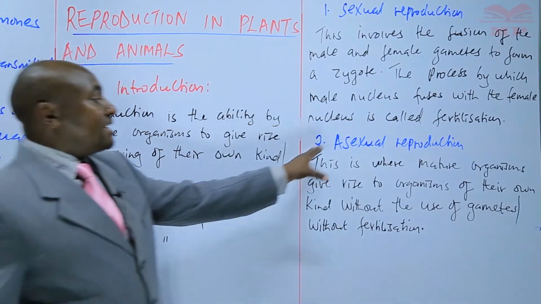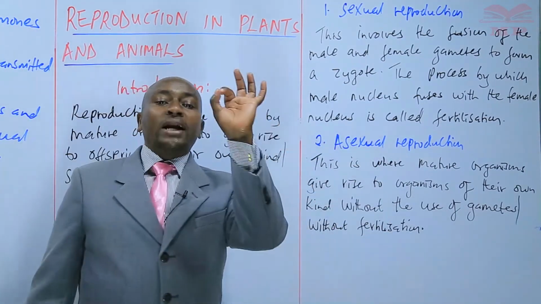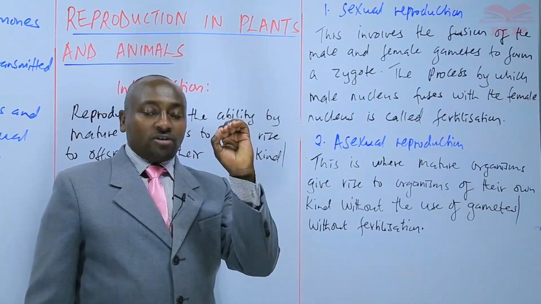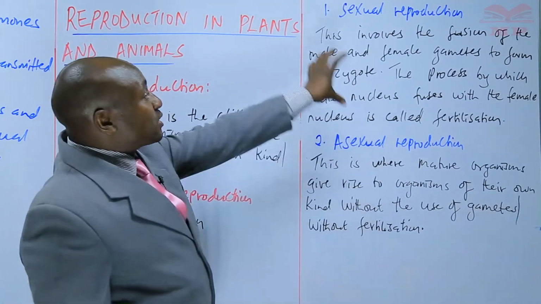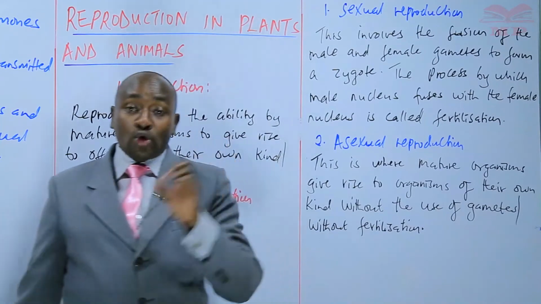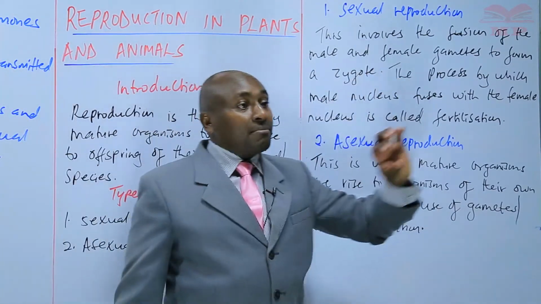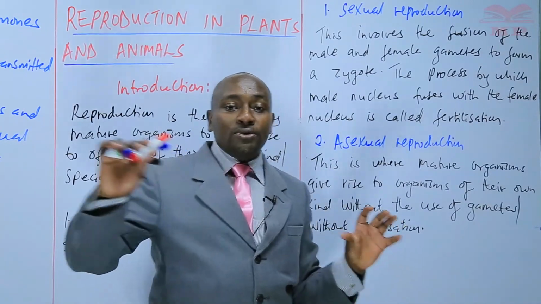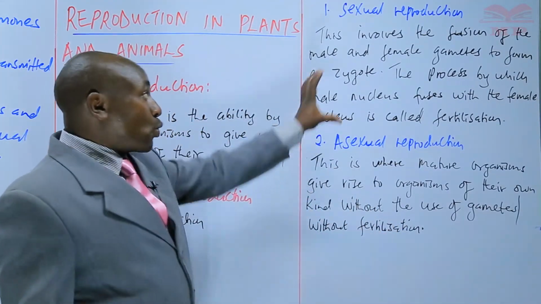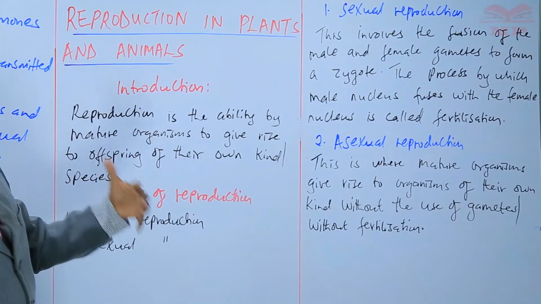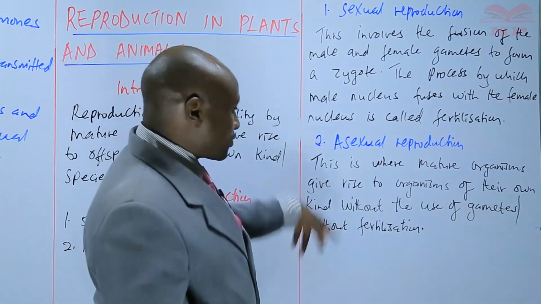So basically in asexual reproduction, it's only one organism that is involved. But in the case of sexual reproduction, there are two organisms involved, because one produces the male gametes and the other one produces the female gametes. So we look at these in much more detail as we have done.